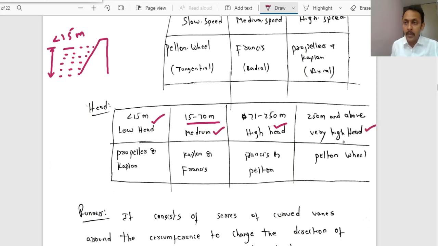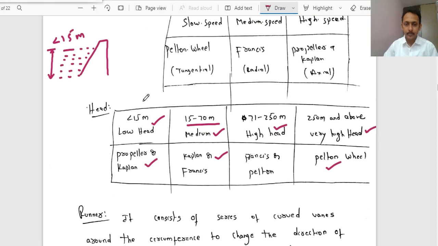Now, depending upon the height or head of the water stored, if it is low head, propeller or Kaplan turbine can be used. If it is medium head, we can use Kaplan or Francis, or if it is high head, Francis or Pelton, and if it is very high head, we can go for the Pelton wheel turbine.